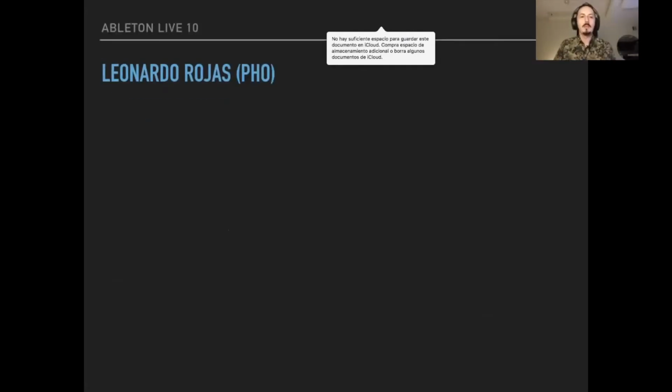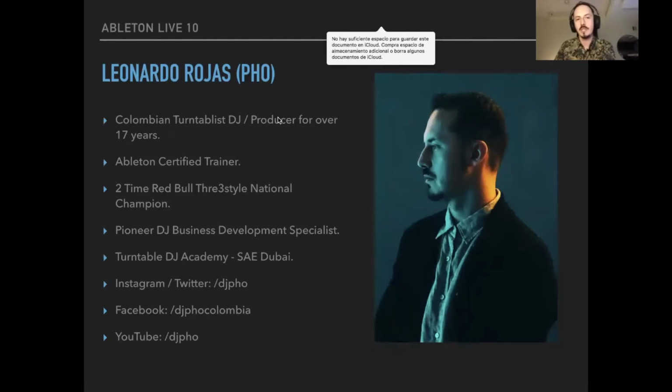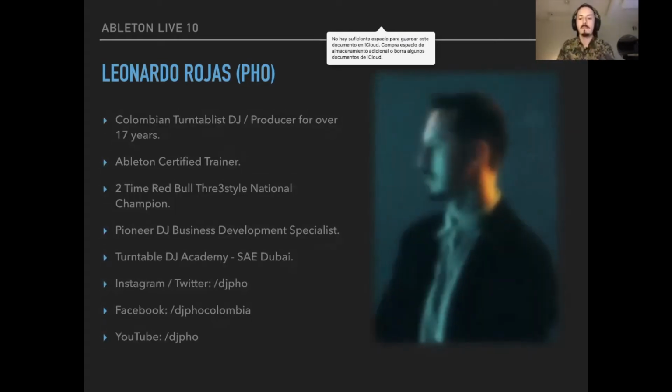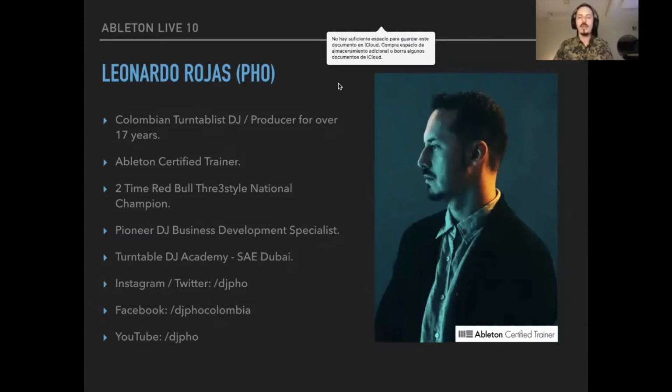Great. But before we start, allow me to introduce myself correctly. Again, my name is Leonardo Rojas, aka Fo. I'm a Colombian turntablist DJ. That means I'm a scratch DJ, and I've been doing this for over 17 years. Besides the turntablist side, I'm a producer. I've been working in both since 2003, so I've been involved 17 years in production too. Also, I'm an Ableton Certified Trainer. I was certified in 2017, and it's been really interesting to be part of the certified trainer family.